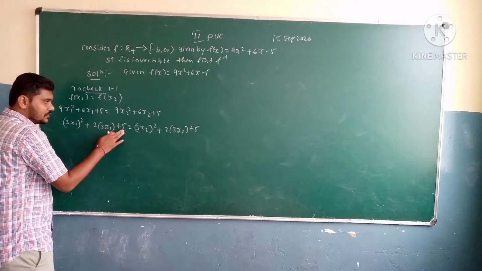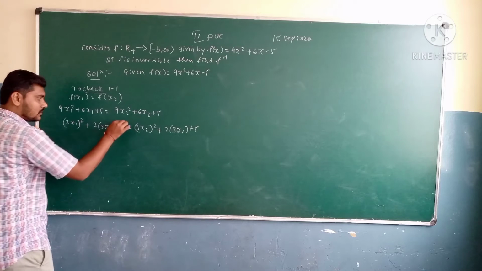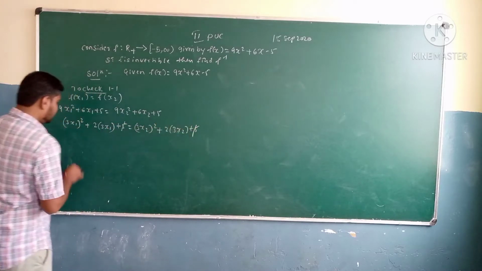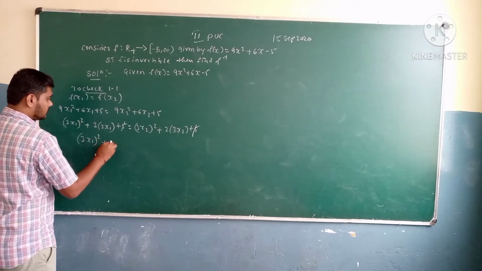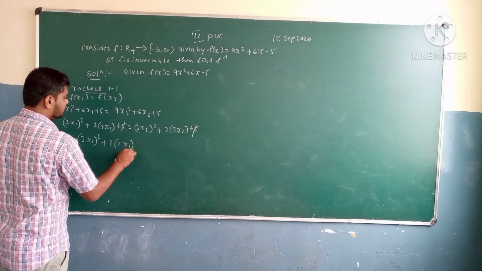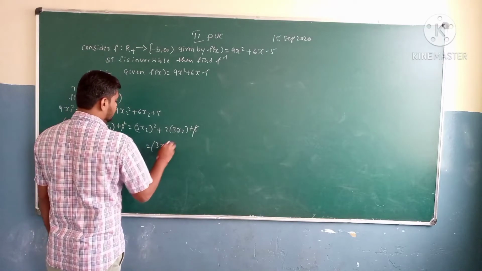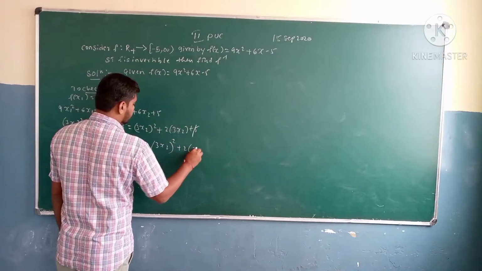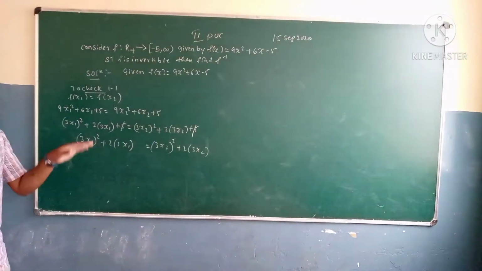So this 5 is going to cancel from both sides. The remaining things are (3x1) whole square plus 2 into 3x1 is equal to (3x2) whole square plus 2 into 3x2.